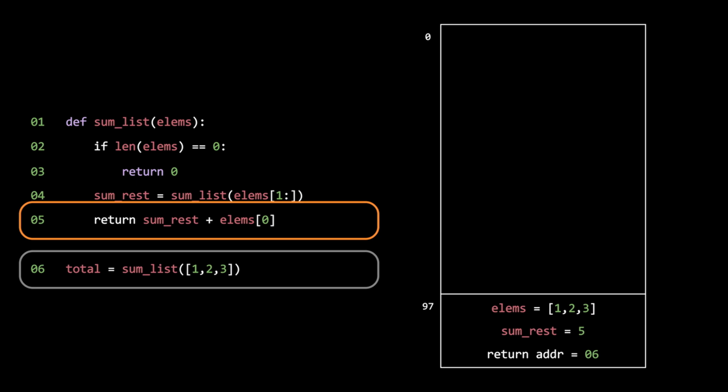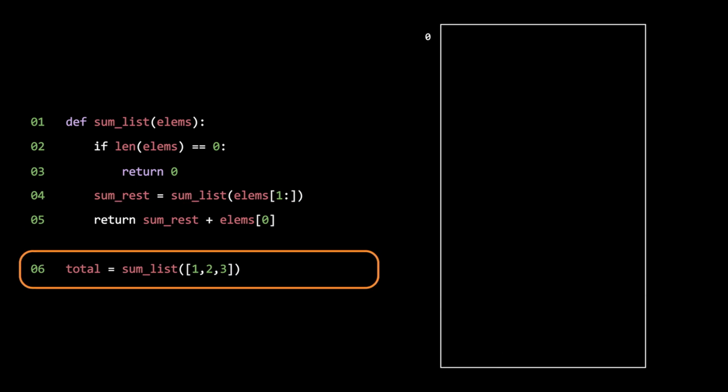And then finally, we add the first element of LMs, which is now 1, to that 5, giving us 6. Okay, so then when we get back outside of all the calls to SUMList, we end up getting the result of 6 for total. And that just gets put into a global variable.